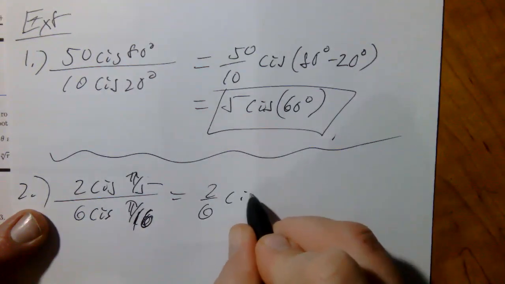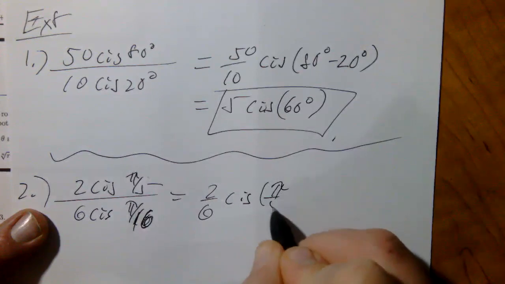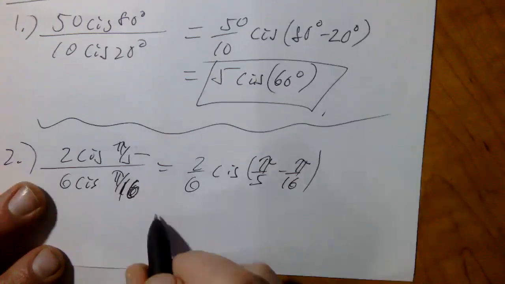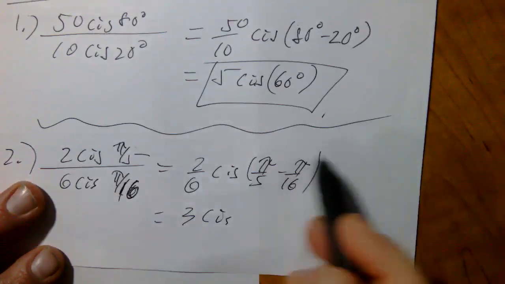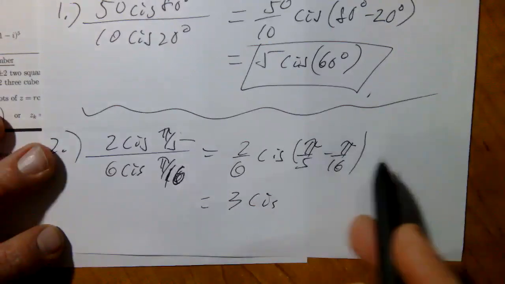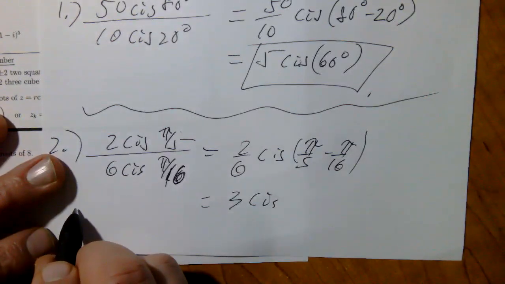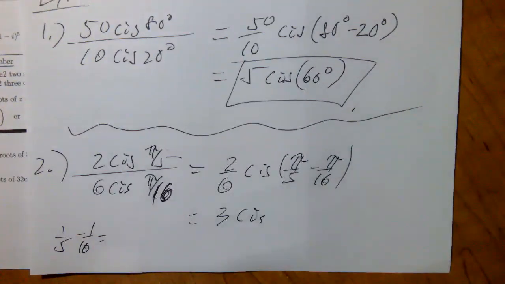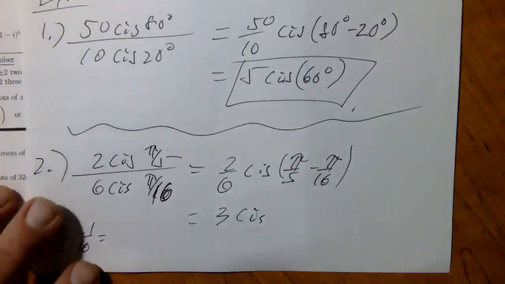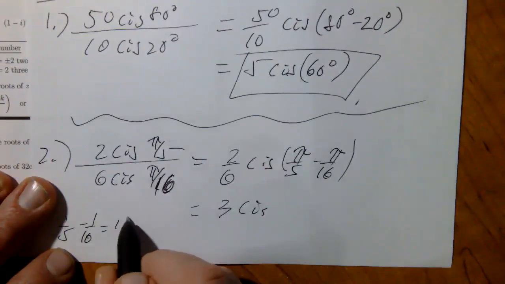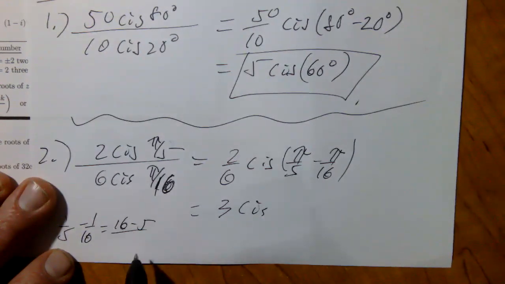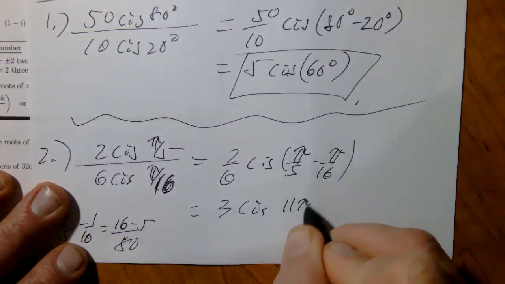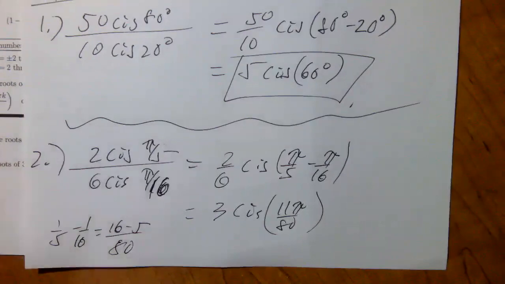So this is going to be 2 over 6 cis, and then when you subtract these, this is going to be pi over 5 minus pi over 16. Okay, whatever, because this is going to be 1/3 cis, then whatever this is, right? So you have to come up with that angle. Now they both have a pi, so to make the numbers easier, let's think about 1 over 5 minus 1 over 16, right? So the common denominator, you're pretty much going to have to multiply those together. Whatever 5 times 16 is, or 80. So multiply top and bottom here by 16, top and bottom here by 5, over that common denominator of 80, right? So it's basically going to be 11 pi over 80, right?